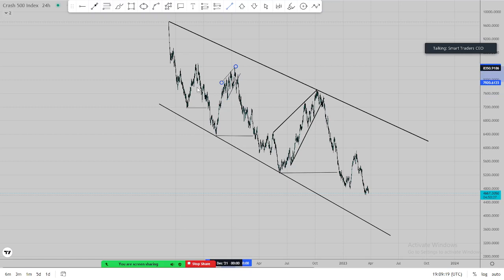Let me just refine it. Let me just refine this one. Let me try to refine this one and put it closer. So you enter your trades either at a breakout of an upward channel.